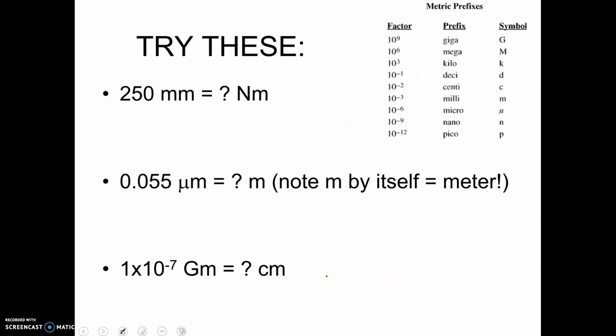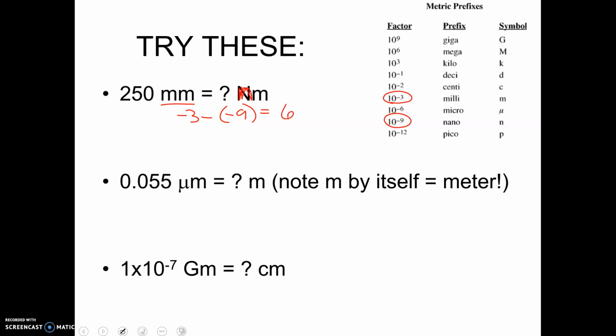So let's do these 3 practice problems. Number 1, 250 millimeters to nanometers. That is an error. That should be a lowercase n. It got changed somehow. I apologize for that. So we find milli. We find nano. Negative 3 minus negative 9. My answer to that is 6.